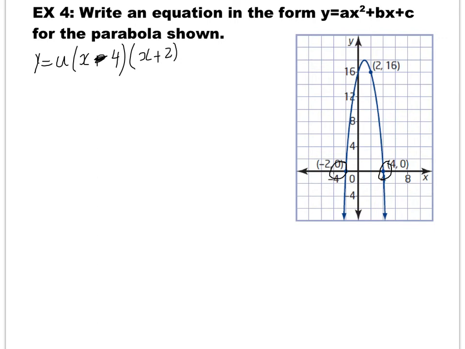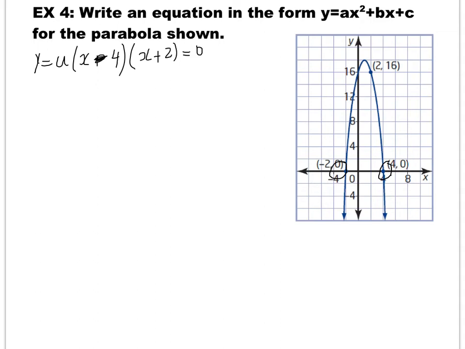The reason that I changed the sign is that, remember, if I want to find the x-intercept, I have to make this equal to 0. If I solve x minus 4 equal to 0, I get x equal to 4, and x plus 2 equal to 0, I get -2.